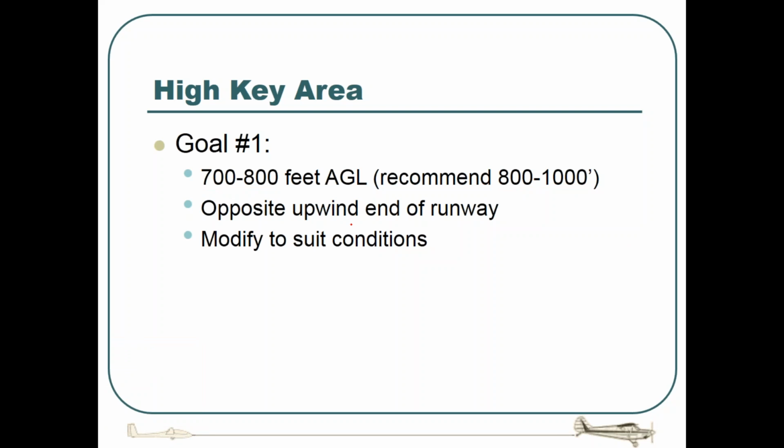We're going to be opposite the upwind end of the runway. So at Great Lakes, where we've got our east-west runway, if the wind's coming from the west like it normally does, we're going to be at the west end of the runway, ready to start our circuit. And I really want to highlight this piece right here, which is modify to conditions.